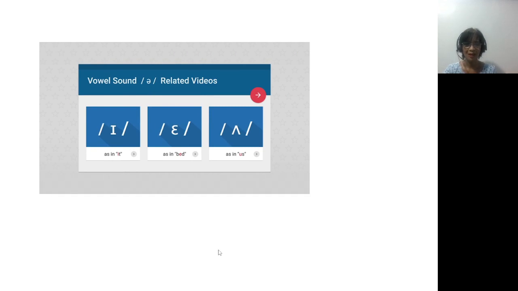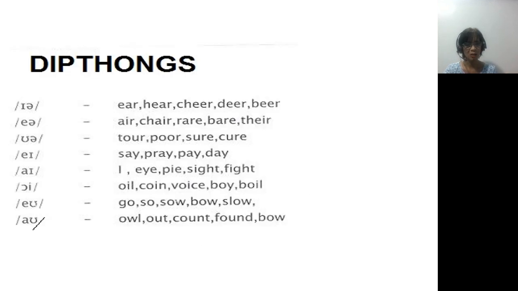Okay, so you've already seen or heard how the schwa sound is sounded. So let's continue on. Now, after the schwa, it's also important that you are familiar with the diphthongs. A diphthong is basically two vowel sounds joined together to produce just one sound. So we have some of the diphthong sounds in the English language. The first one is the E sound. So this is the symbol that we have. Let's try to pronounce them one at a time.